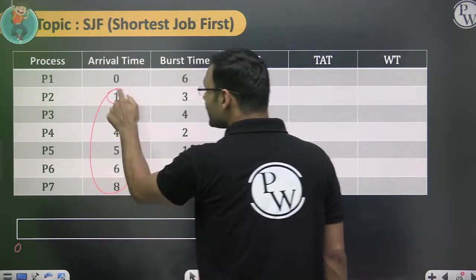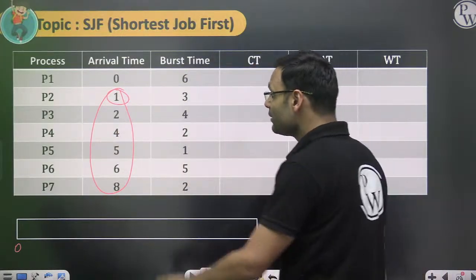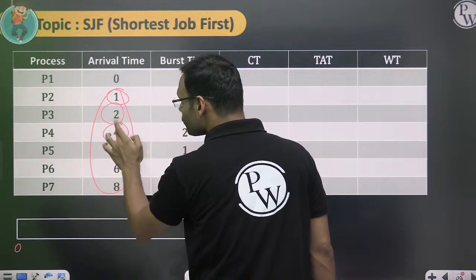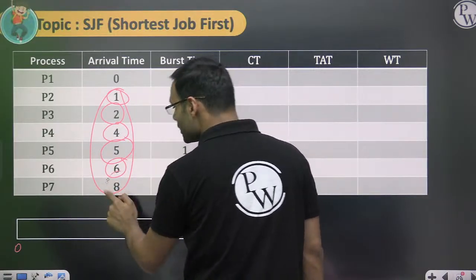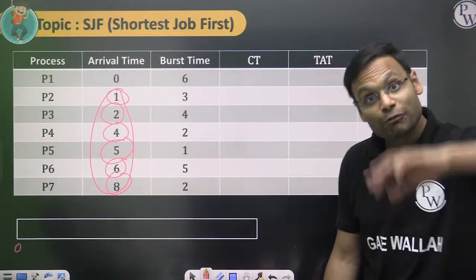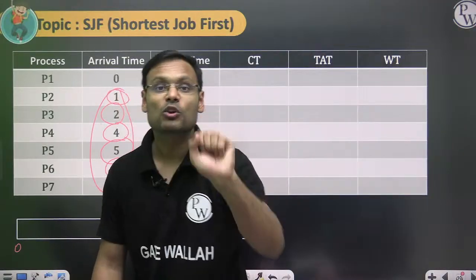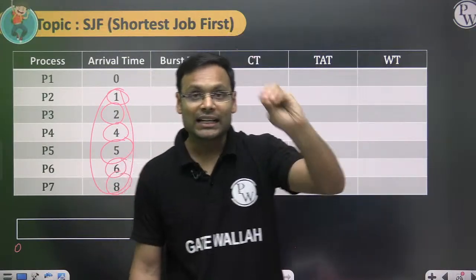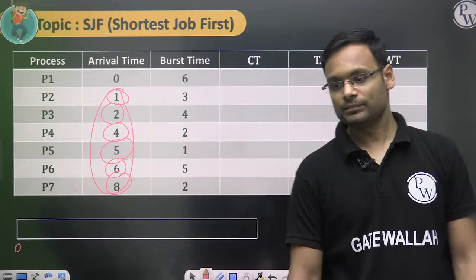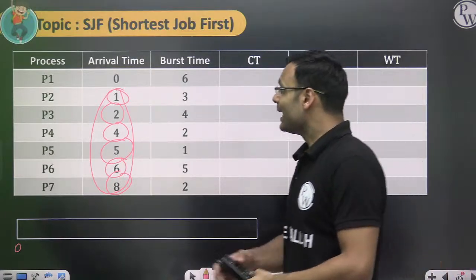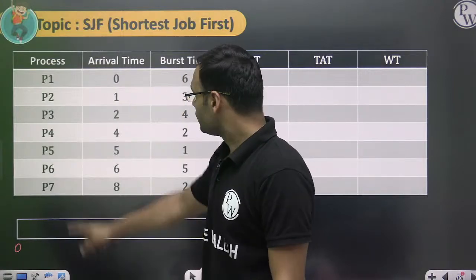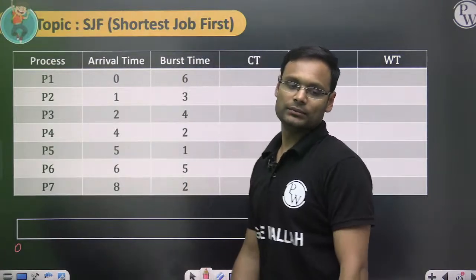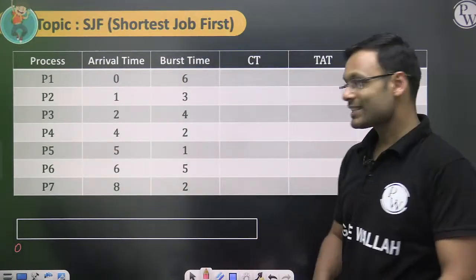P2 will arrive later in future at 1. P3 will arrive at 2. P4 will arrive at 4. P5 will arrive at 5. P6 will arrive at 6 and P7 will arrive at 8 in future. At time 0, what processes do I have in the ready state, already arrived? You tell me. At time 0, only P1 has arrived. Only one process has arrived.